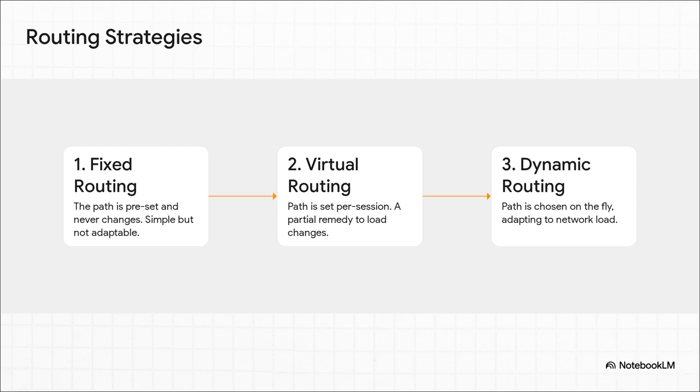Next, you have virtual routing. This is like using a map app to plan your route before you leave the house. The path is fixed for this one trip, but you can pick a totally different one tomorrow. And finally, you have the smartest approach, dynamic routing. This is your live GPS, constantly checking traffic, looking for slowdowns, and rerouting you on the fly to find the absolute best path moment by moment. Modern systems are constantly mixing these strategies to get your data where it needs to go.